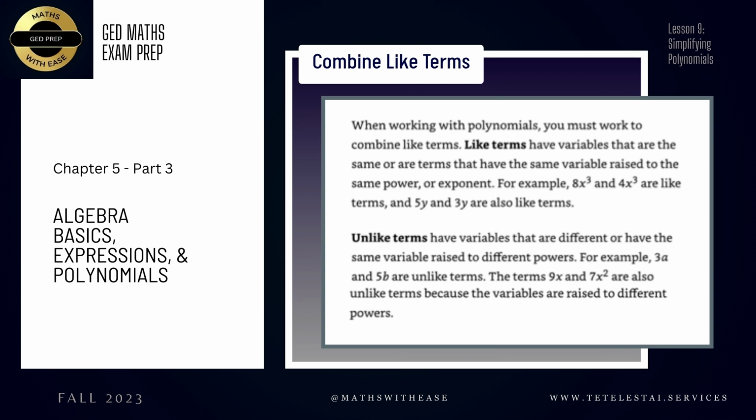Unlike terms have variables that are different or have the same variable raised to different powers. So for example, 3a and 5b are unlike terms, and the terms 9x and 7x squared are unlike terms because the variables are raised to different powers. So as we saw last time, when you see x written without a power, the assumption is that x is raised to the power of 1.